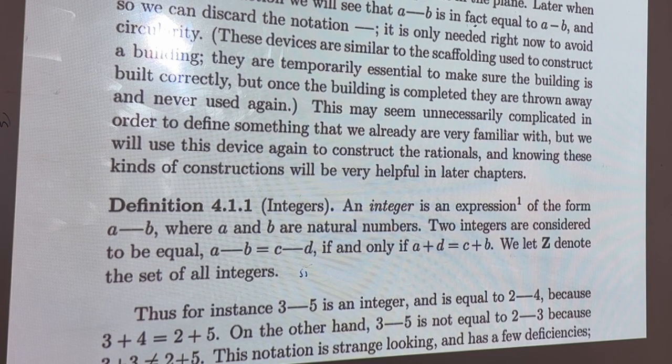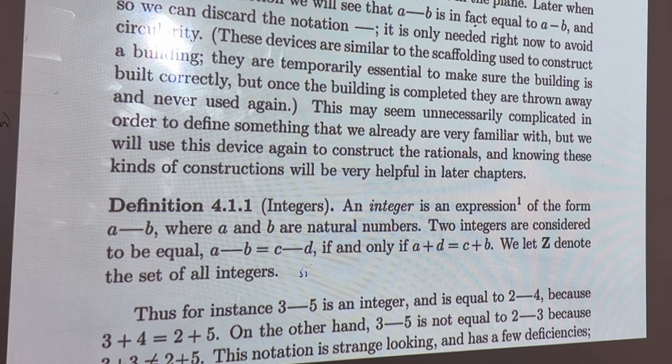Integers. An integer is, for the time being, an expression of the form a—b. That's the definition, provisionally, temporarily. An integer is an expression of the form a—b, where a and b are natural numbers. We know natural numbers, we don't know the meaning of the dash. So that's just a way of writing.